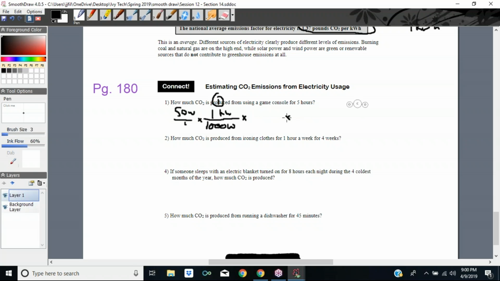Now our conversion factor into pounds is 1.37 pounds of CO2 for 1 kilowatt hour. So we need a time in there. And the time has to be in hours, and in this case it's just 5 hours. And we multiply 50 divided by 1,000 times 5 times 1.37.